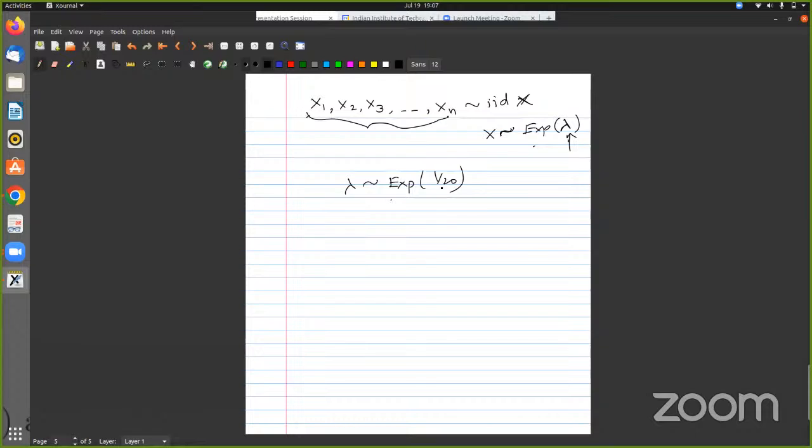This is the setup right now. Then we have to find the posterior density. So how to find the posterior density? It is directly proportional to likelihood times prior density, I'll say.